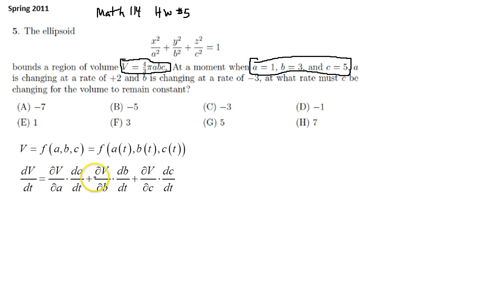And we know dA/dt and dB/dt are given, and they want us to find dC/dt, in order for the volume to remain constant. Remaining constant just means having no change with respect to time, so dV/dt must then be 0. So find dC/dt if dV/dt must be 0. That's what this question is asking.